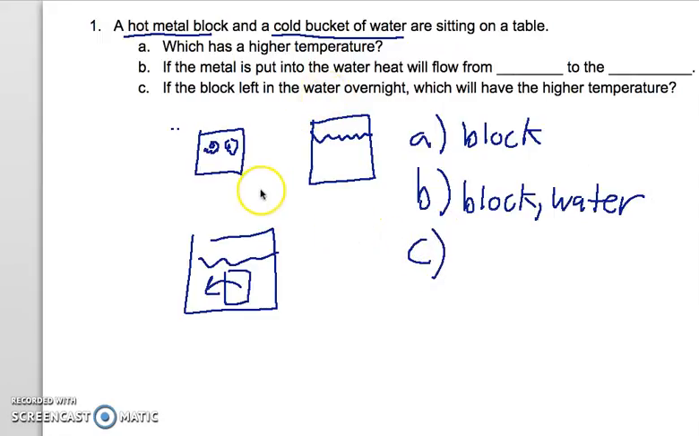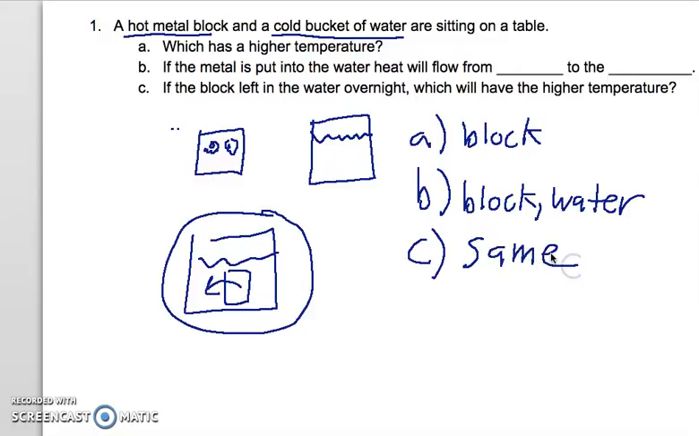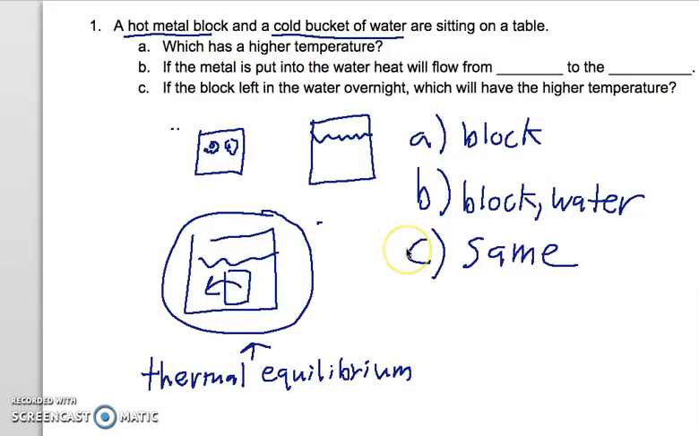C, if you leave it in there overnight, which is going to have the higher temperature? If you leave this alone for a long time, they're actually going to have the same temperature. You don't know what that temperature is from reading the problem, but you know it's going to be the same. If you leave things in thermal contact for a long time, they're going to reach thermal equilibrium, meaning they've reached that nice steady state they don't want to move from. That's if you give it enough time. So they're going to have the same temperature if you leave it in there overnight. Okay, that's about it for this section on heat.